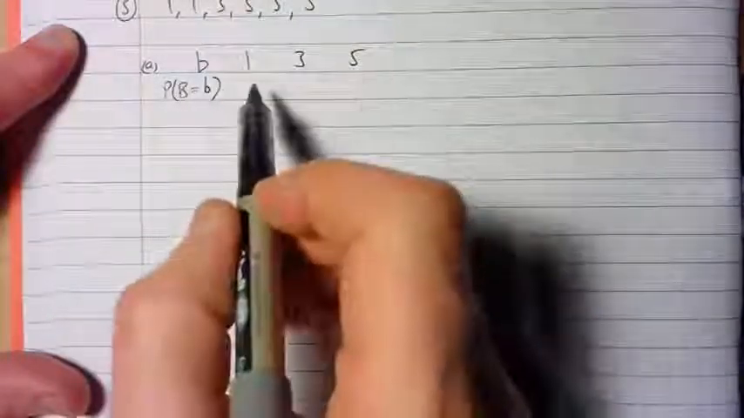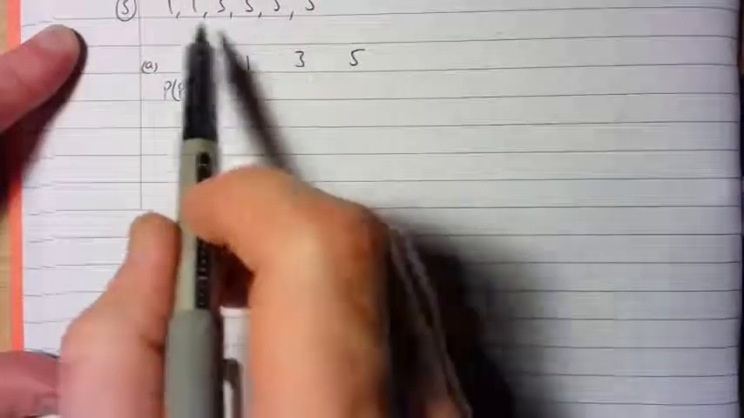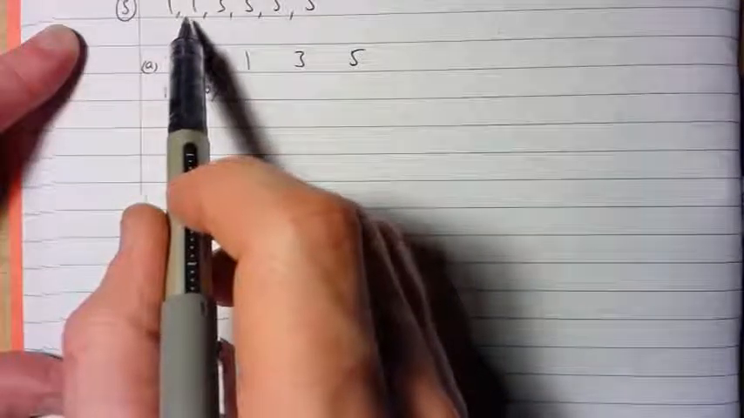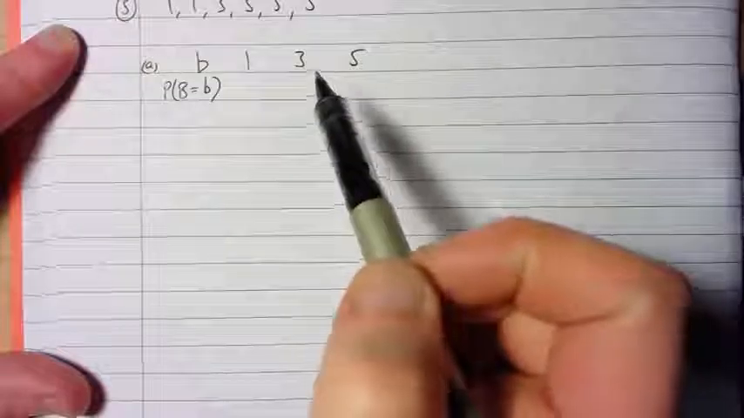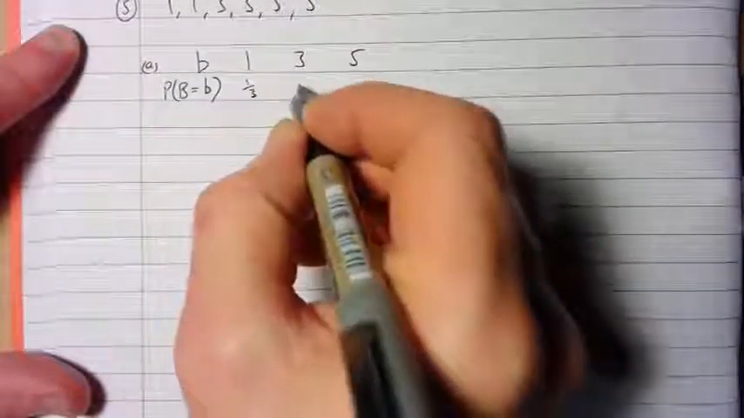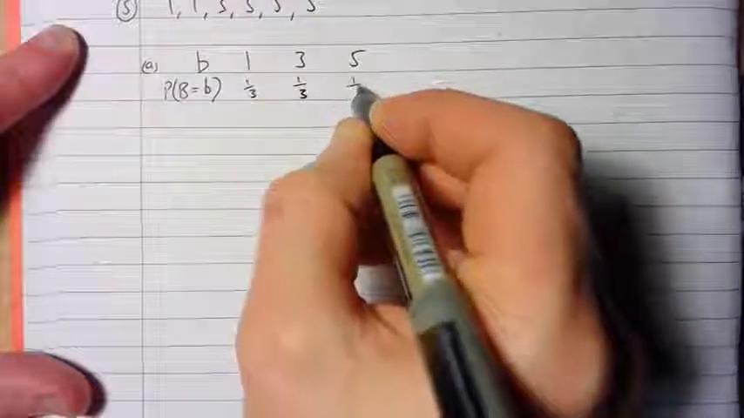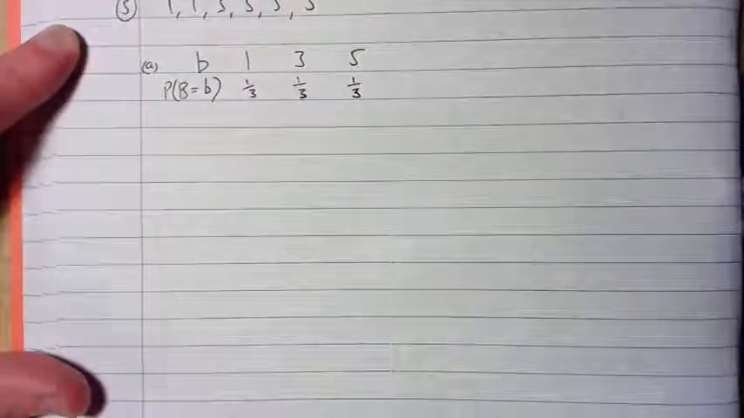Okay. Now notice that of course they all have equal values. There's only 3 values and they've all got equal weighting. These 2 1s, 2 3s, and 2 5s. So you can either see it as 2 sixths, 2 sixths, and 2 sixths, but 2 sixths in each case simplifies down to 1/3. So they've all got the same probability of 1/3.